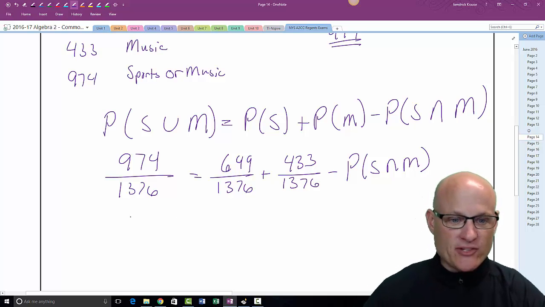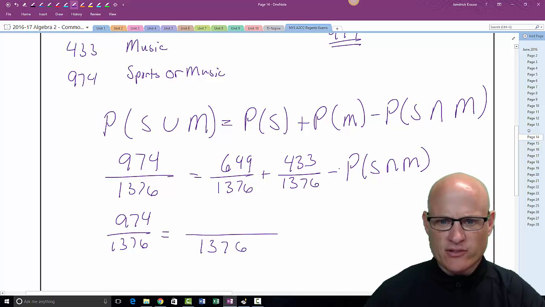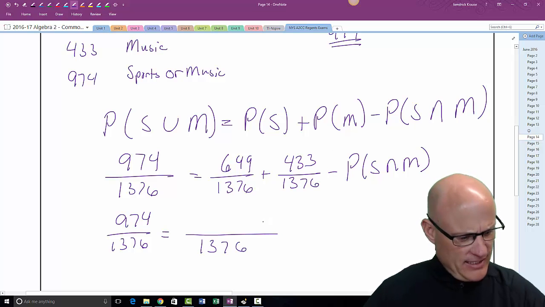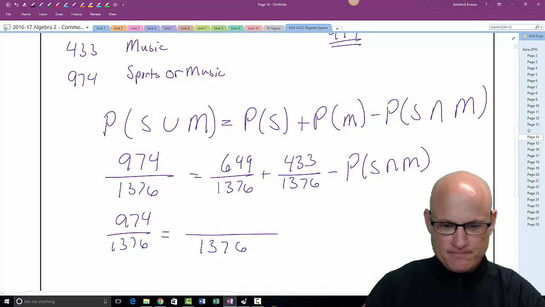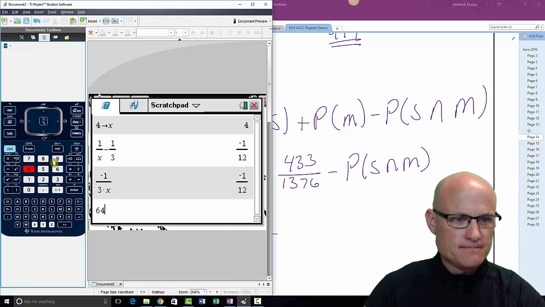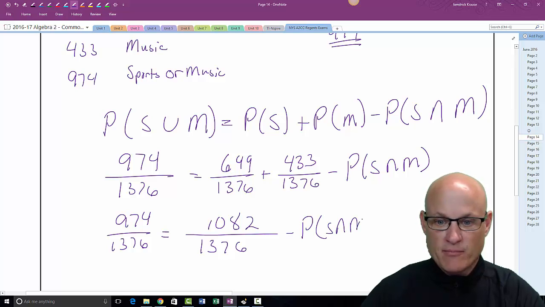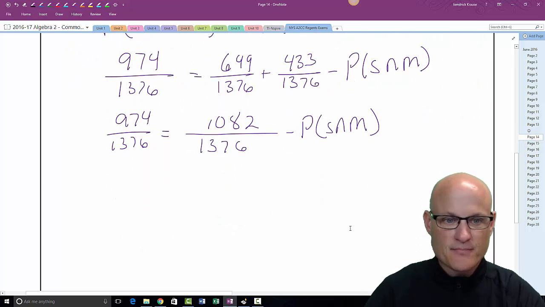Okay, so we're going to add these up. So we've got 974 over 1376 is equal to 1376. Let's see, I didn't add those up that way. All right, let's go to my calculator. 649 plus 433, 1082, minus probability of S and M. That just does not sound right.